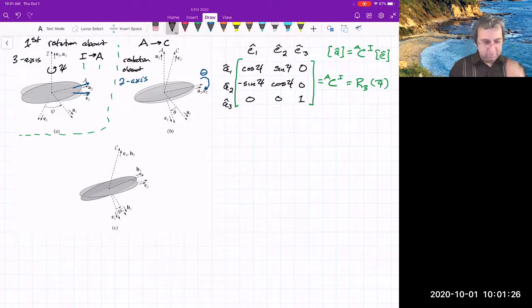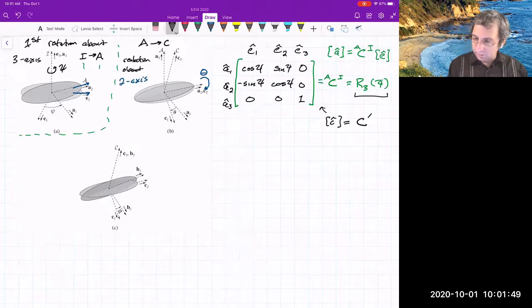This one is not an easy one to write down, but we will be using the same notation. Instead of R3 psi, this will be R2 theta. And this would be describing how the C directions equal this rotation from the A to the C unit vectors A.